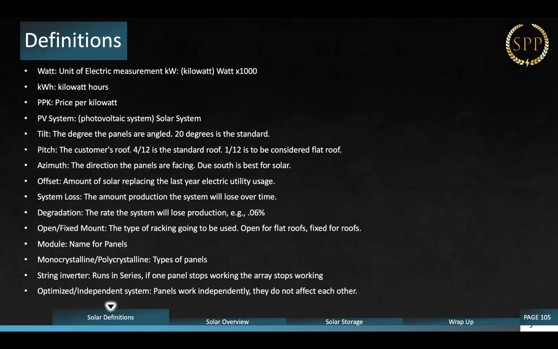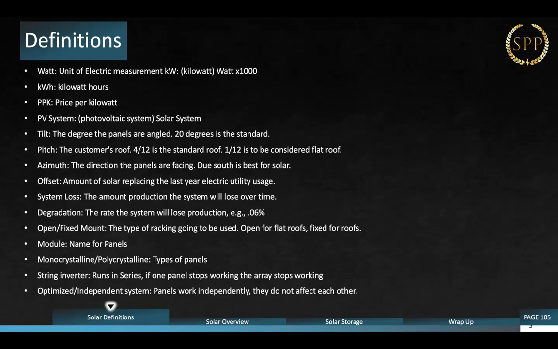The pitch, it's the customer's roof, 4/12, up to 10/12, right? We install up to 8/12. 4/12 is the standard. 1/12 is considered flat. 2/12 is nearly flat. Azimuth, the direction the panels are facing. Due south is best for solar. Offset, the amount of solar replacing last year's electricity utility usage.